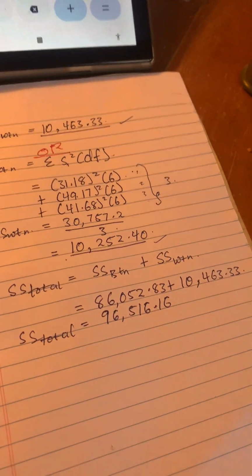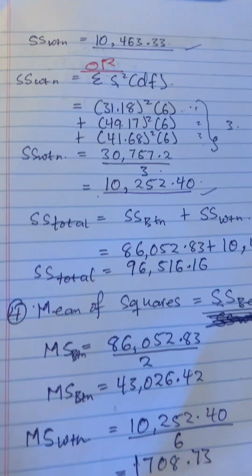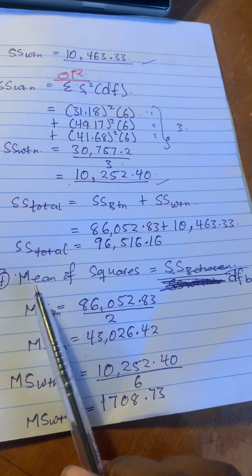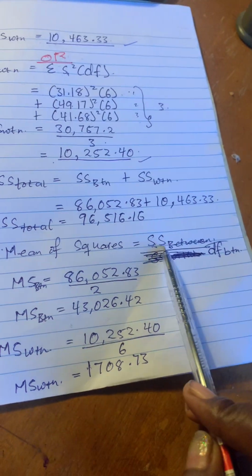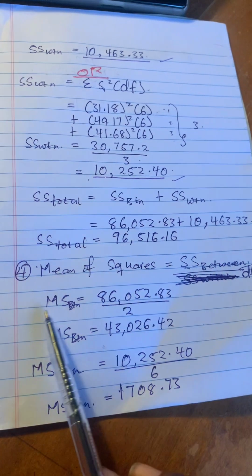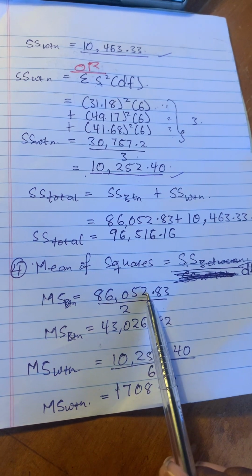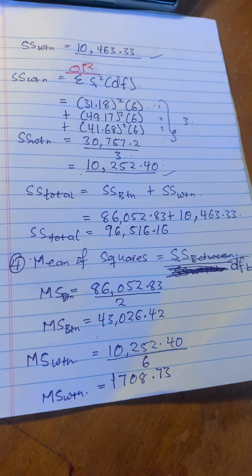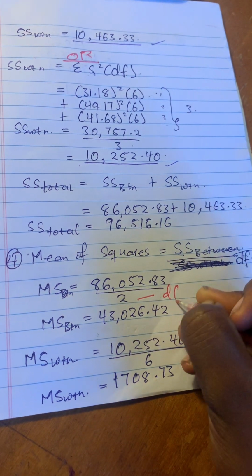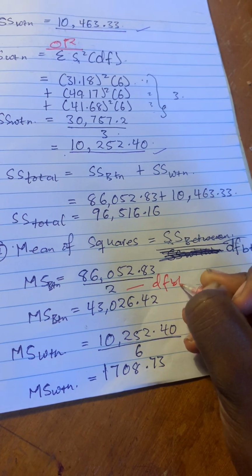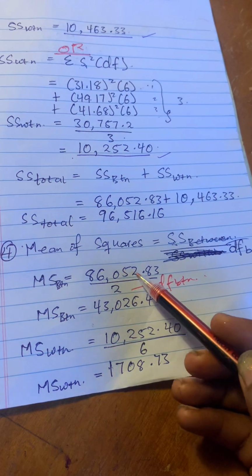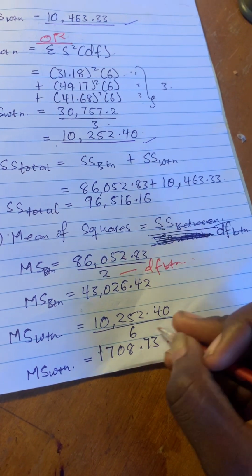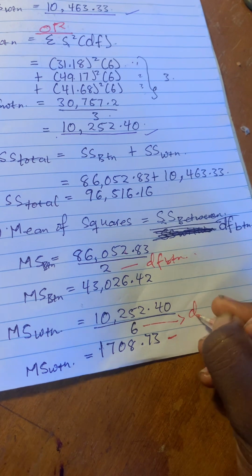The mean of squares is what is going to help us compute the F statistic. So for the mean of squares, we are going to divide our sum of squares values by our degrees of freedom. So mean of squares is always sum of squares divided by the degrees of freedom. So mean of squares between will be sum of squares between divided by degrees of freedom between.